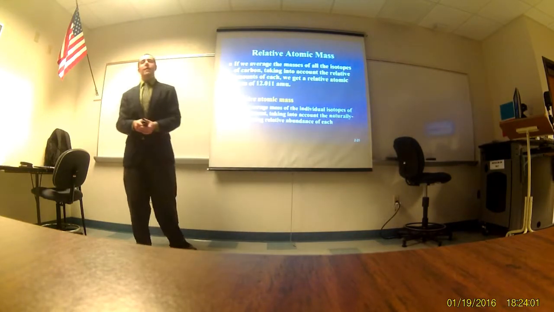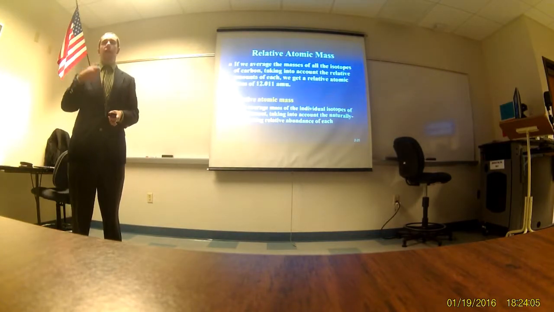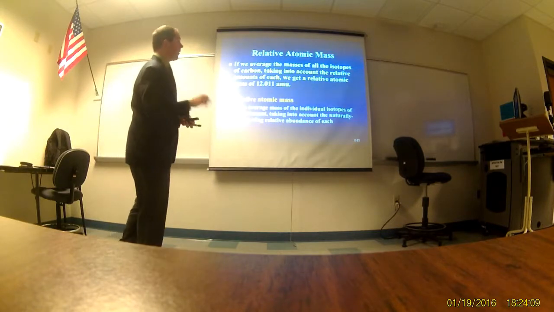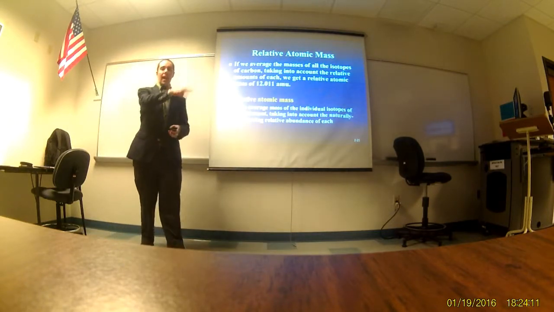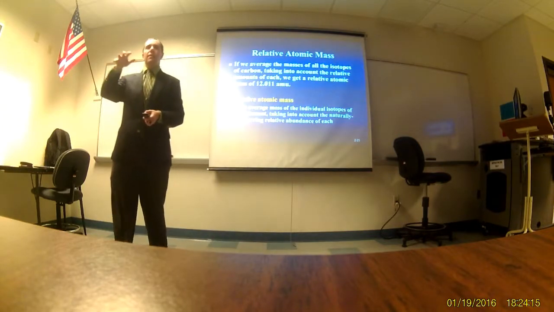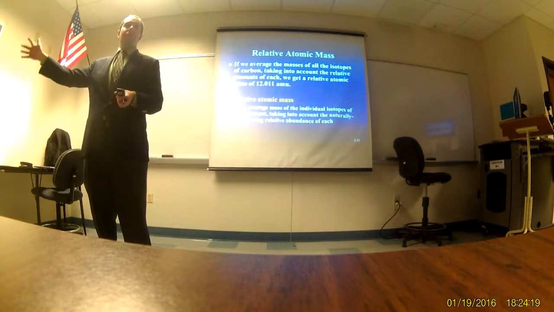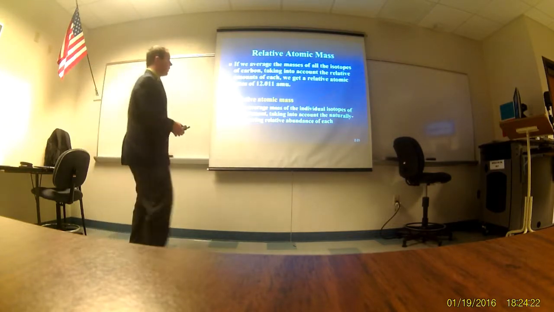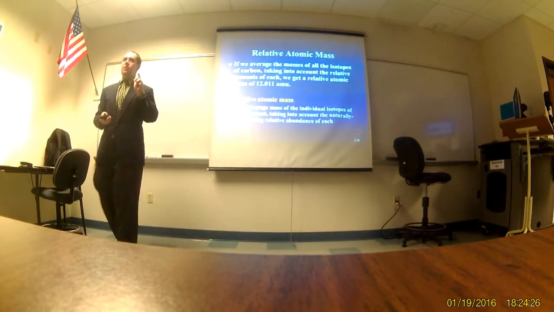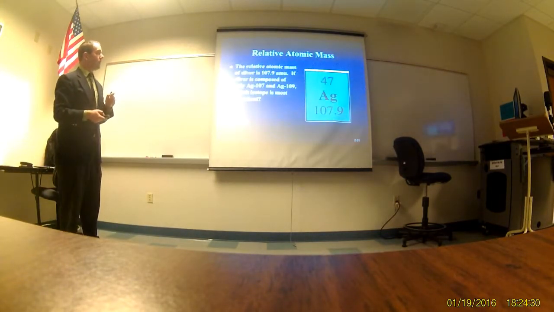Take all of the isotopes of carbon, and we'll assume that there's carbon 12, carbon 13, and carbon 14, three different isotopes of carbon. And you take the average mass of every single carbon atom in the universe, add them all up, divide by the number, you would get 12.011. But there's a much easier way to calculate that number than just adding up and dividing.